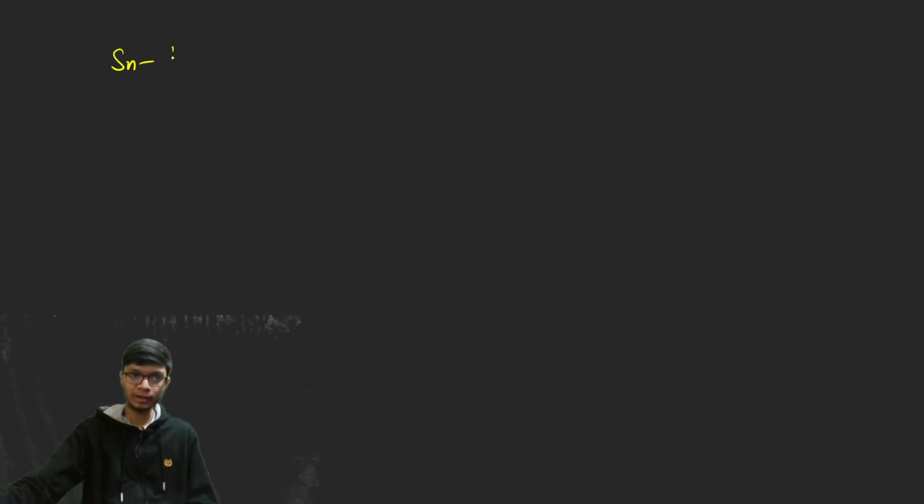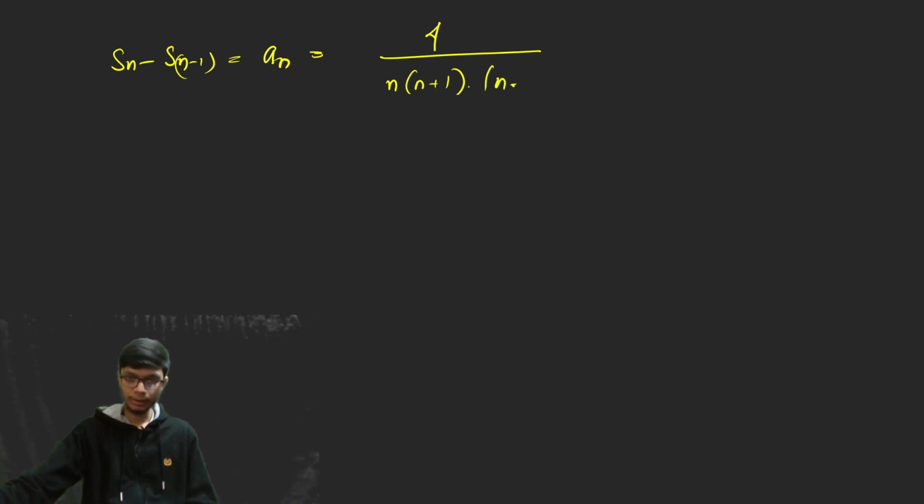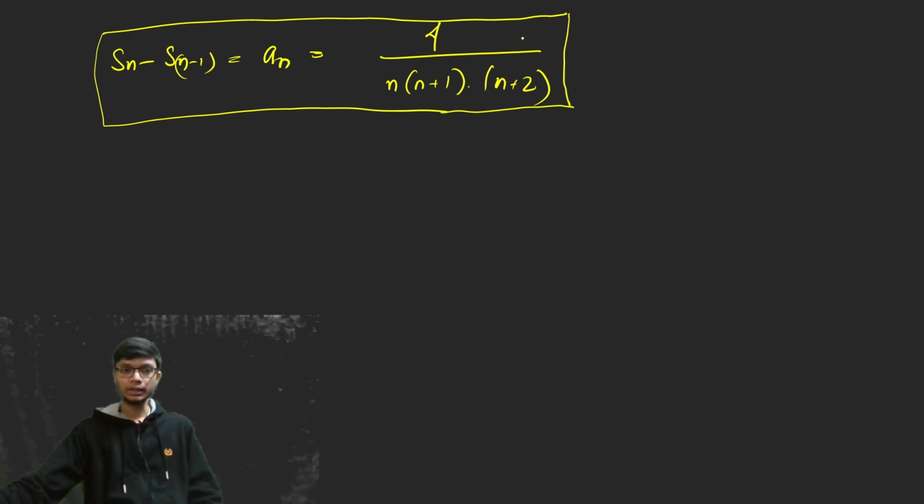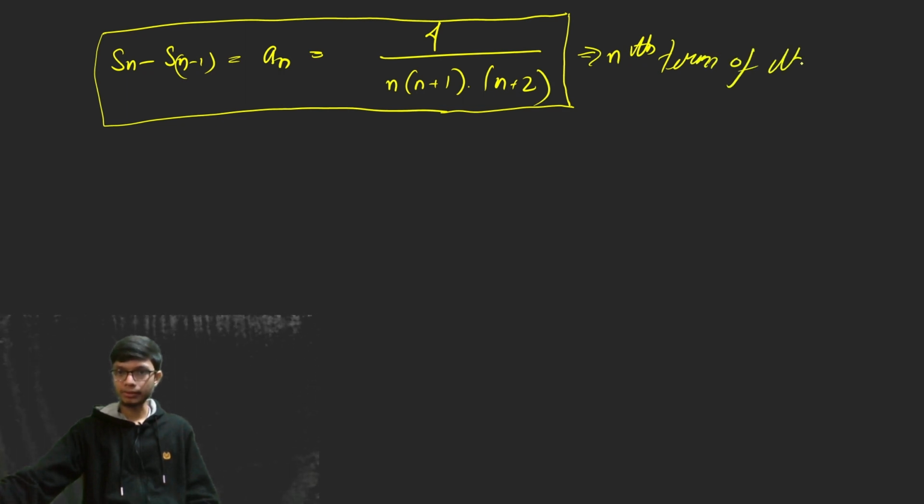So that is the value of the nth term of this particular sequence, and if you solve this result, you will get the result as 4 divided by n into n plus 1 into n plus 2. So you get the sequence as 4 divided by n into n plus 1 into n plus 2. That is the sequence, or the nth term of the sequence.